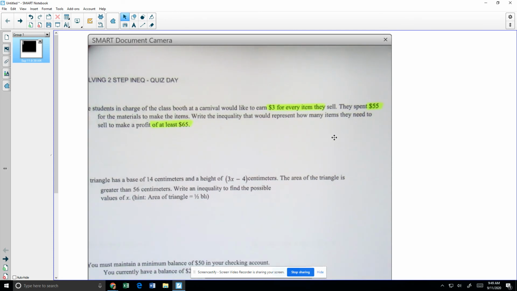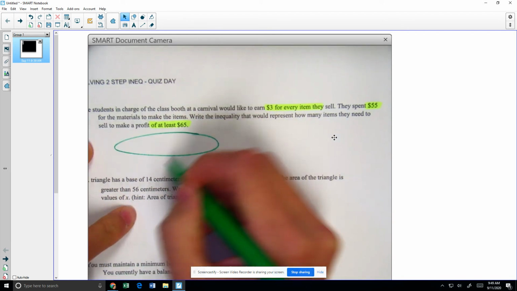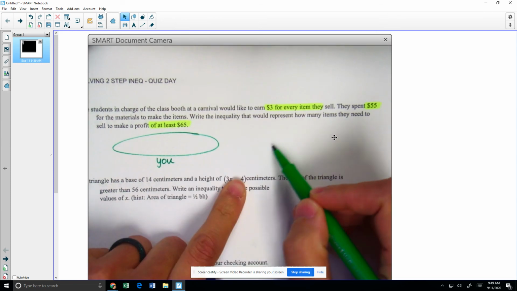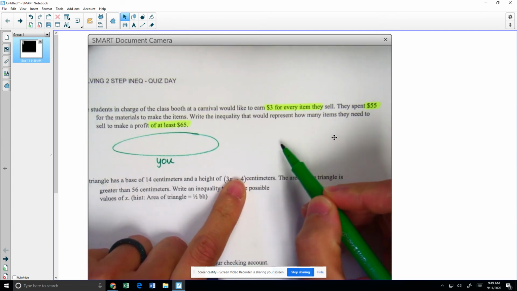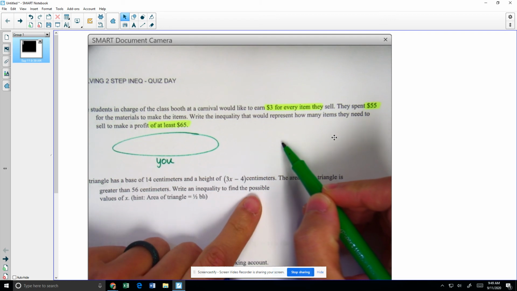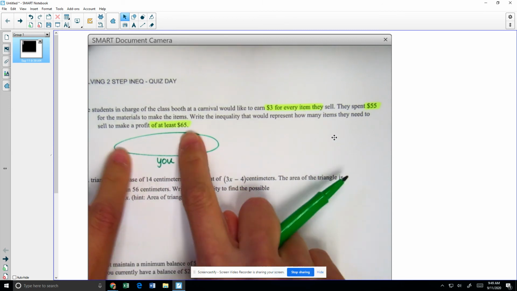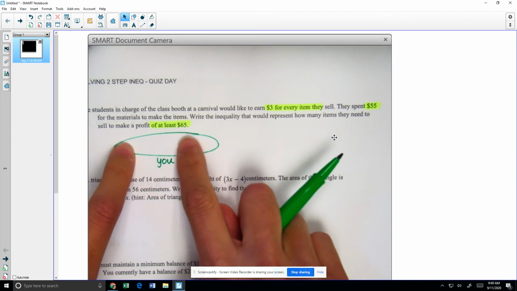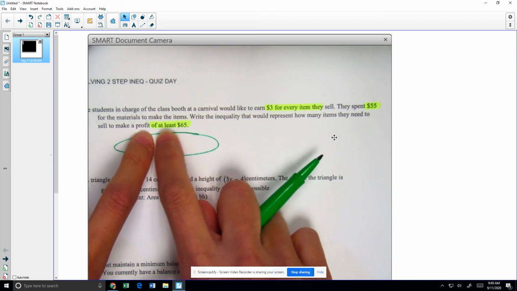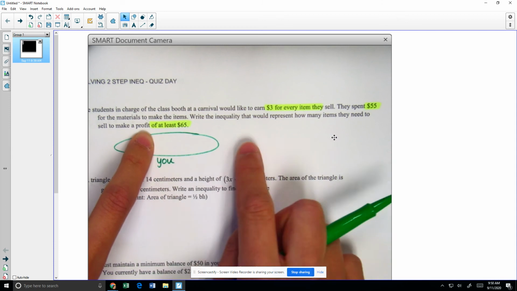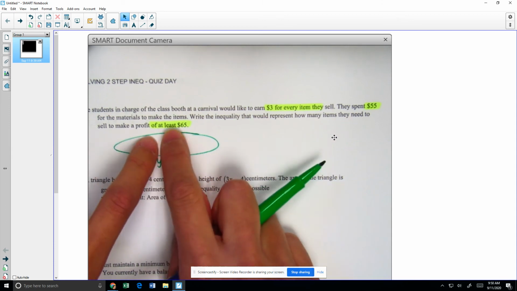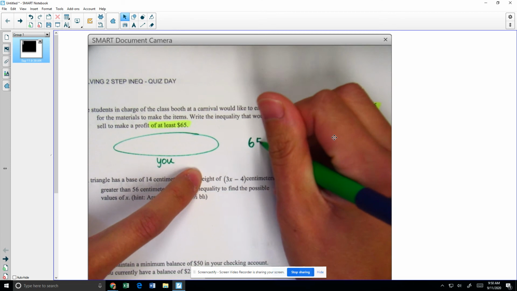When you think of this, maybe the easiest thing to do is figure out what your end goal is. What number is your end goal? $65. Okay, so your end goal is 65. The reason I know it's 65 and not 3 or 55 is because of the words around it: at least, at most, greater than, less than. At the end of the day, you want to see if you can make a profit of at least 65. 65 is going to be your goal.